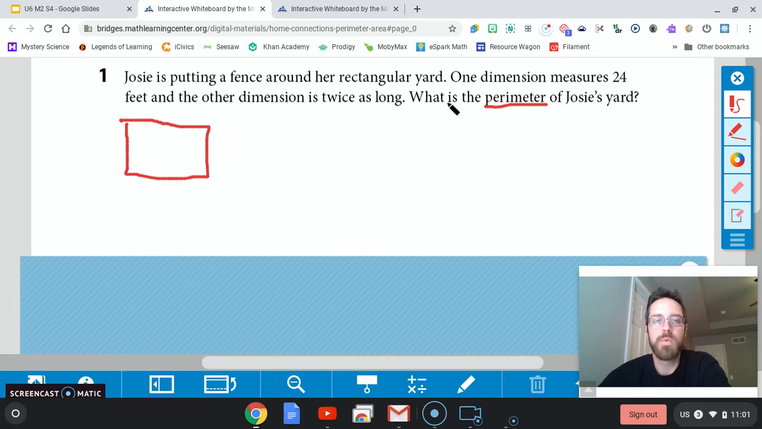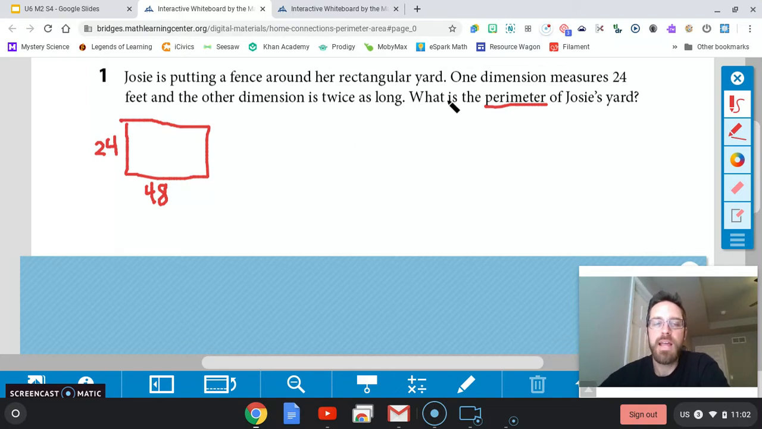What else do we know? One dimension measures 24 feet. Okay, so I'm going to draw in 24 feet. The other dimension is twice as long. So we need to double 24. Well, if you're not sure, you could figure it out. 24 plus 24, or 24 times 2 doubled, which is 48. 24 doubled is 48. 20 plus 20 is 40. 4 plus 4 is 8. 40 plus 8 is 48.